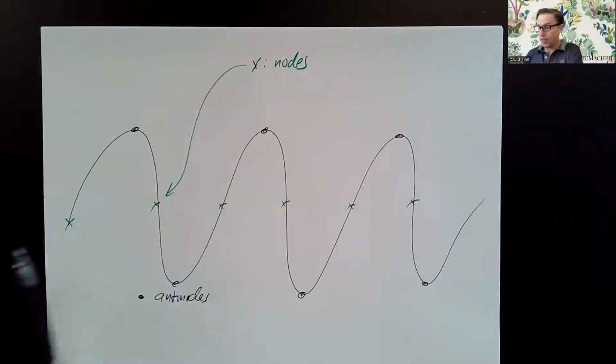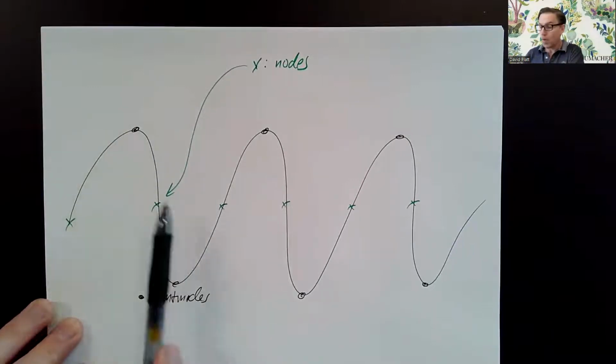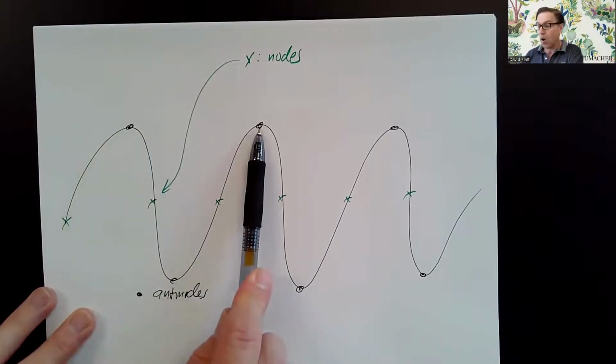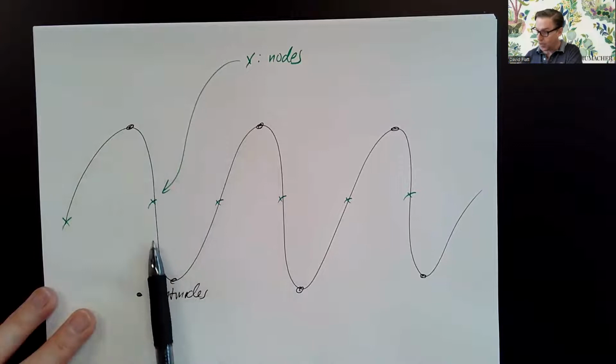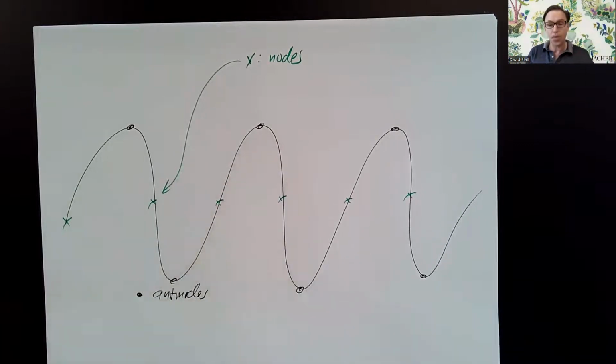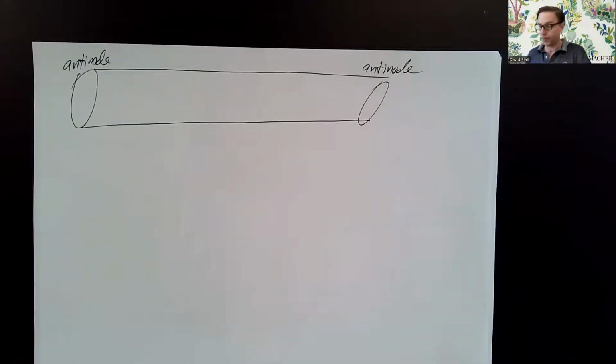Maybe I start at this antinode and go to here. Or maybe I start at this antinode and go to here. Or maybe I start at this antinode and go to here. Let's draw all three of those possibilities in this pipe.